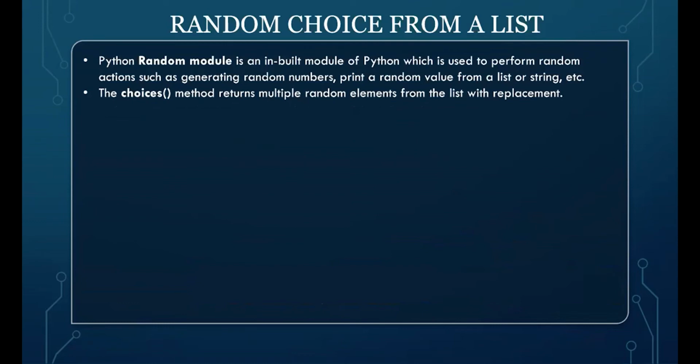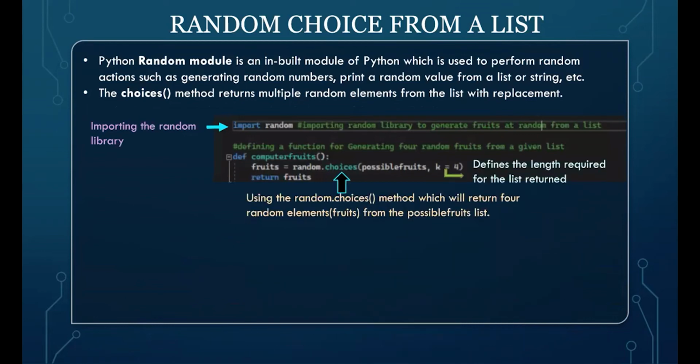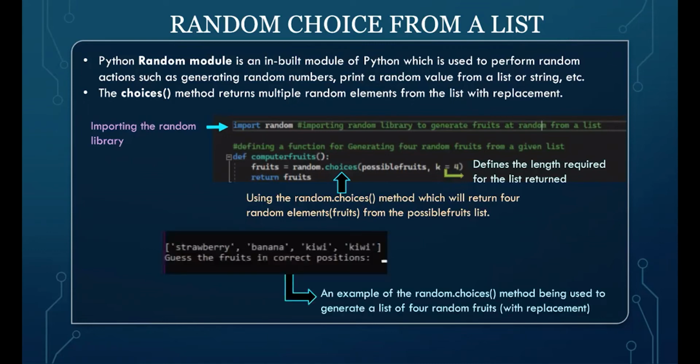The Python standard library provides a built-in module called the random module. The choices method is used to select elements randomly from a given list. And here you can see, to be able to use the random module, you have to import the random library first. And then I have used the random.choices method to generate 4 fruits at random from the list of possible fruits. And here is an example of a 4 random fruit list being returned by the choices method.